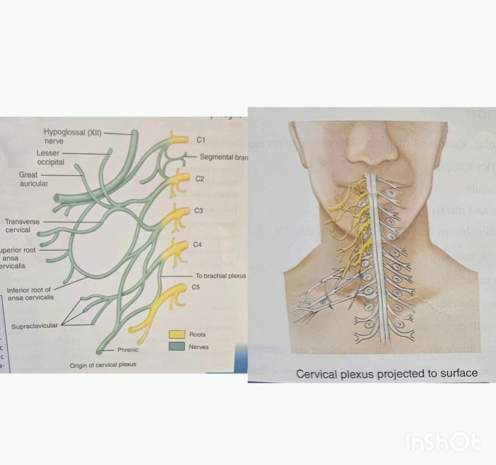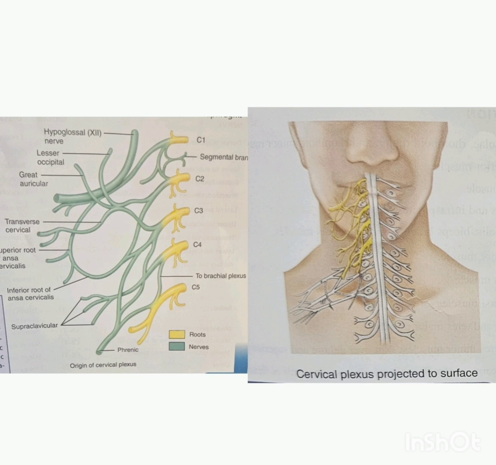Supraclavicular, C3 to C4. Skin over the superior portion of the chest and the shoulder. So they are all sensory branches, and now we have our motor branches.